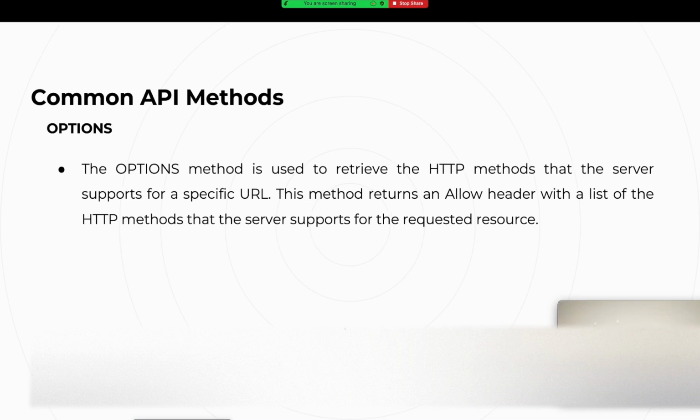So what is the takeaway? Head is similar to get, but it will not download the resource, or it will not give you the response body. Simple. The second thing is options. Options is again an informational kind of thing.